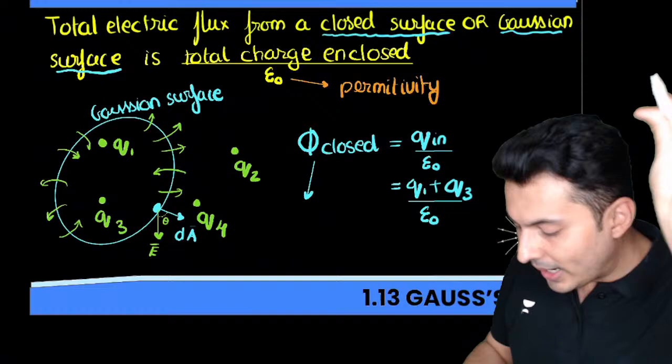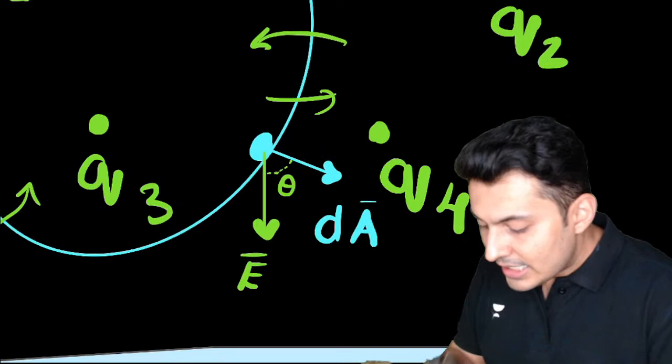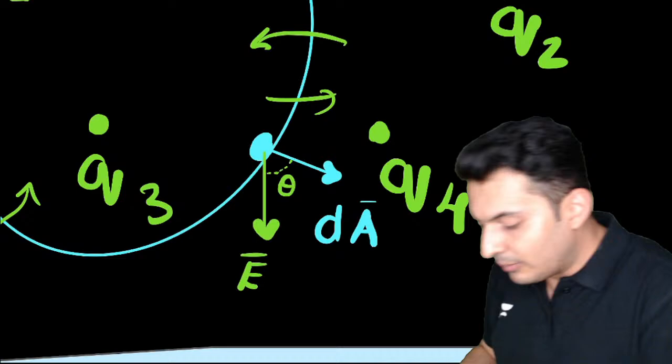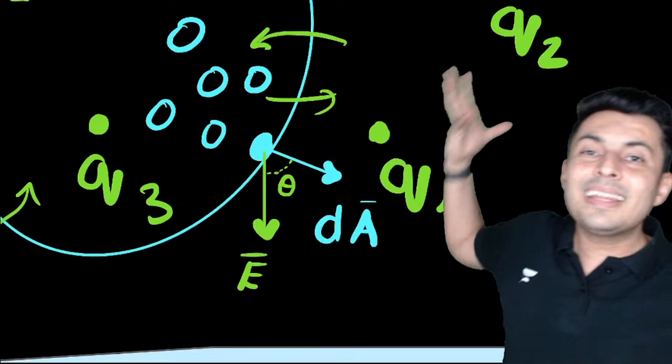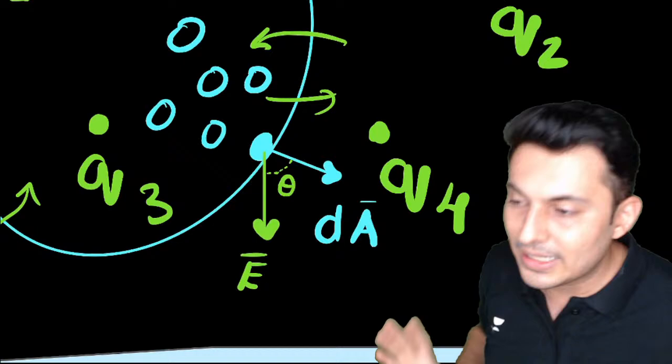Apologies. Now, coming back over here, there will be some flux passing through this area. There will be some flux passing through dA, some more flux passing through some more area here. So all these areas, there is some flux passing through it. So I have to take into account all those fluxes, right?